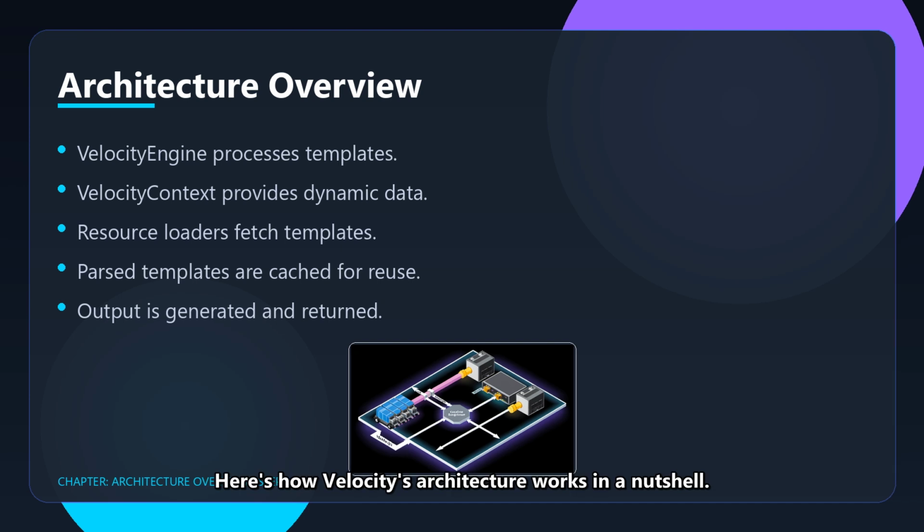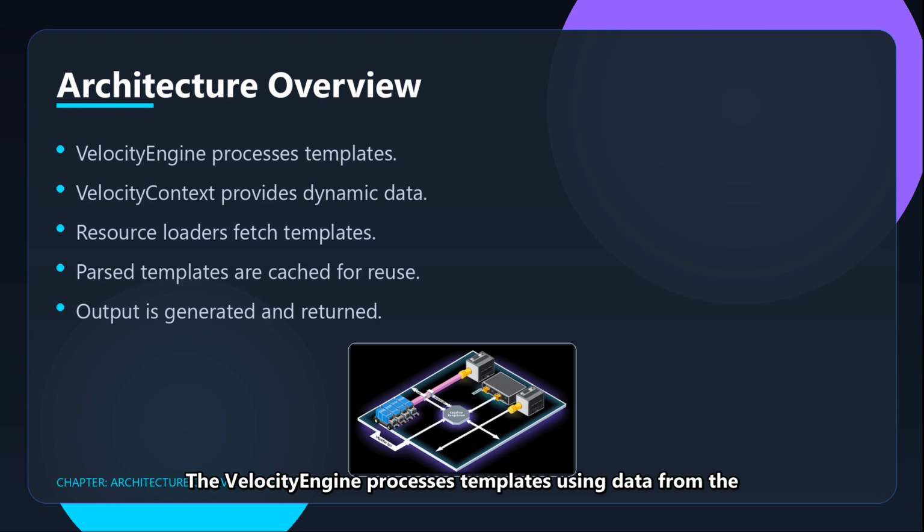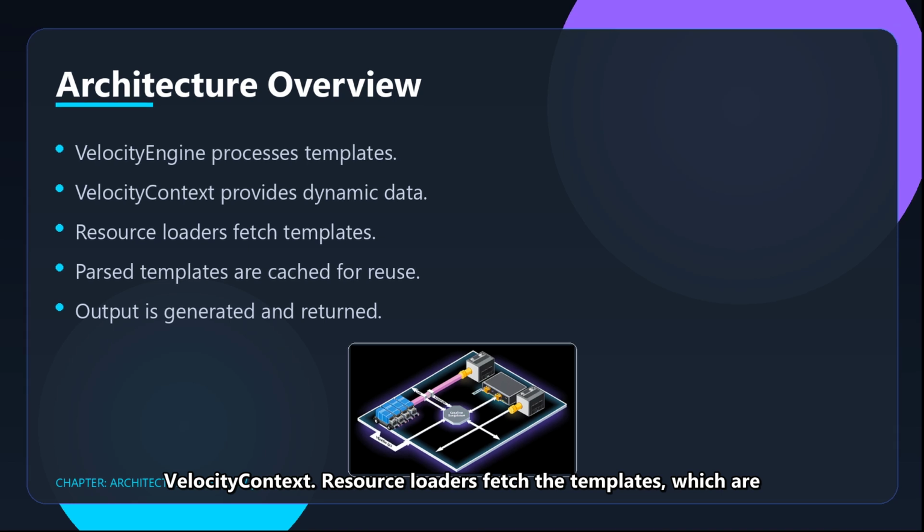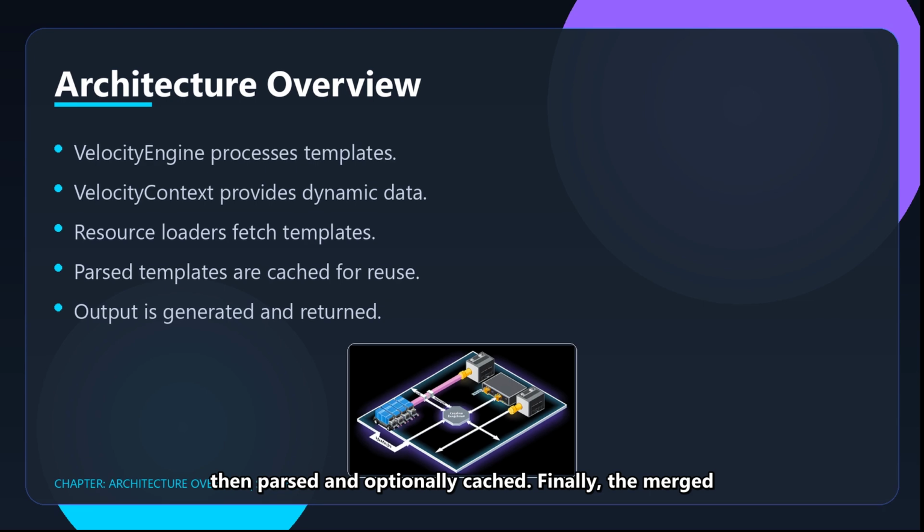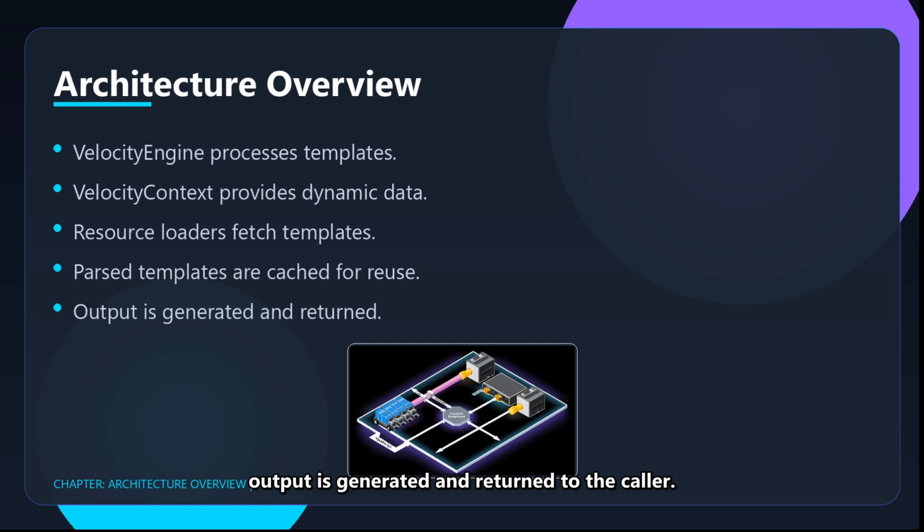Here's how Velocity's architecture works in a nutshell. The Velocity engine processes templates using data from the Velocity context. Resource loaders fetch the templates, which are then parsed and optionally cached. Finally, the merged output is generated and returned to the caller.